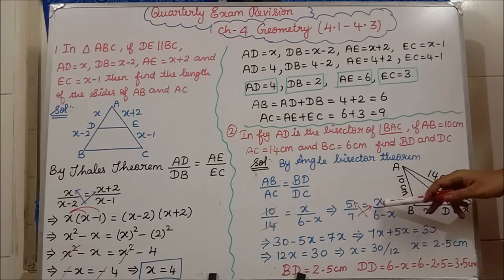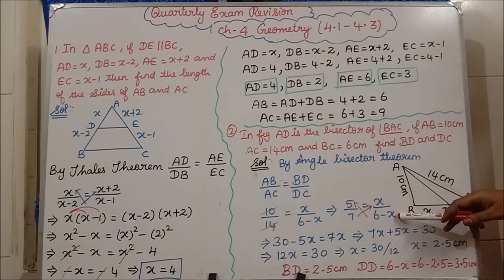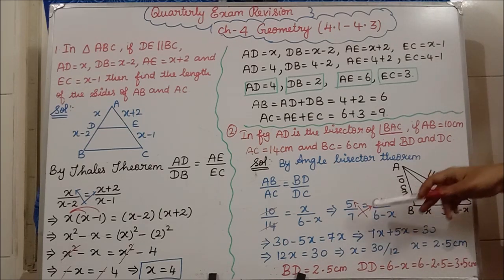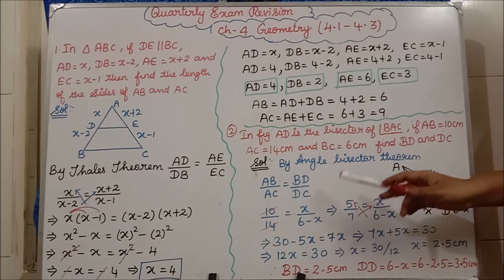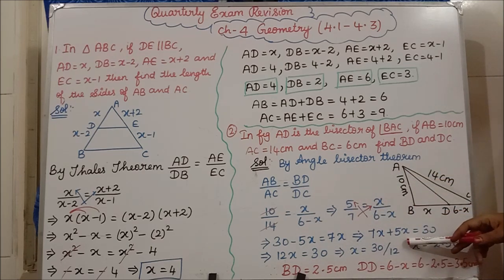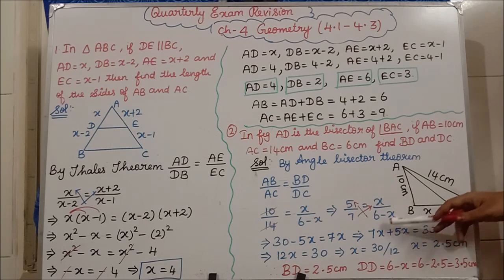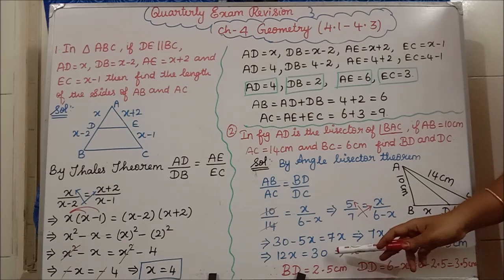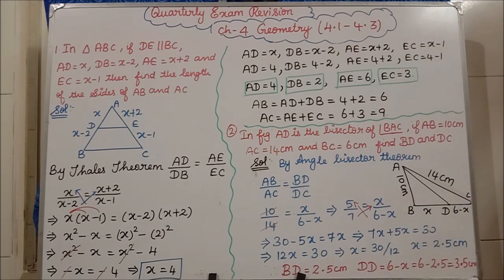I am cross multiplying here. 5 into 6 minus x, what you will get? 30 minus 5x is equal to 7 into x is 7x. So x I am writing one place. So 7x plus 5x is equal to 30. If you are adding 7x plus 5x, what you will get? You will get 12x. 12x is equal to 30, means from this x equal to 30 by 12. If you are dividing 30 with 12, you are getting x value as 2.5 centimeter.